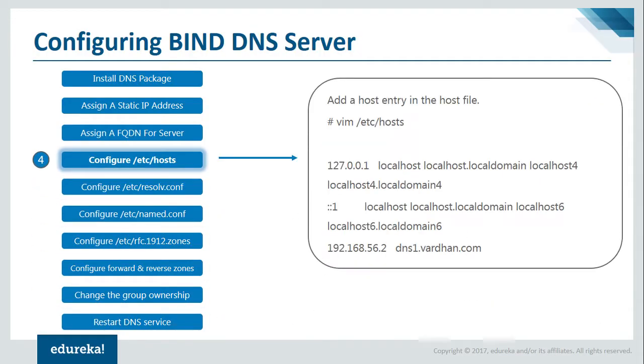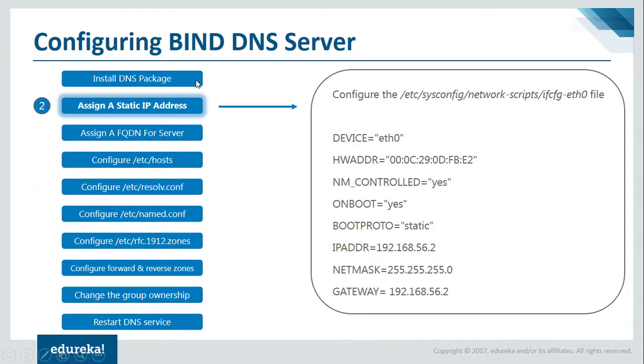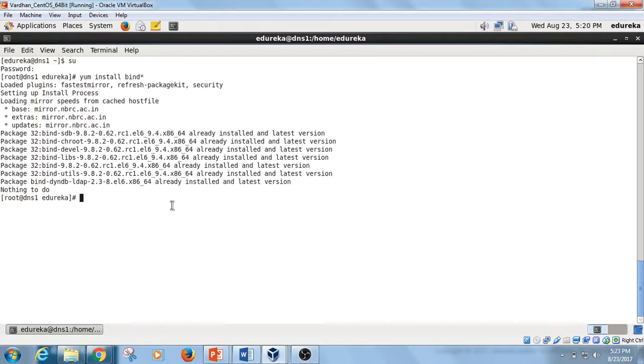Now let me go back to the step that I want to show you here. The second step, as it says, is to configure the static IP address. You have to make sure that the machine you're working on has a static IP address and its IP address does not change, and that has to be configured over here. So let me go back to the VM.